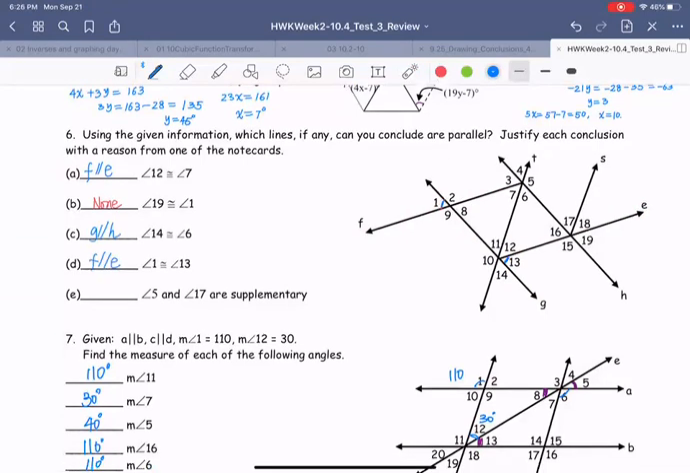All right, now the last one, angle 5 and angle 17. Angle 5 and angle 17 are supplementary. So this is called what angle? Interior consecutive angles, right? What conclusion can you make about who is parallel to whom? Line T is parallel to line S. That's it. Feel better now?